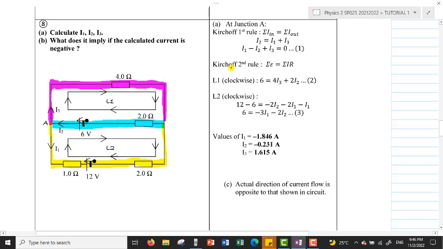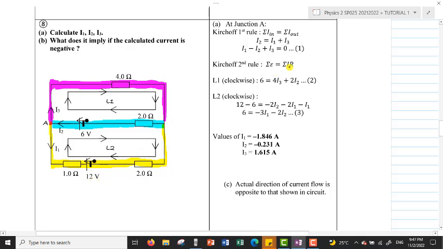Then we are going to apply Kirchhoff's second rule for the upper loop and also the lower bottom loop. So we denote the upper loop as L1, loop 1. We are going to travel in the loop clockwise. For loop 2, we also are going to travel in clockwise direction. So summation EMF equal to summation IR. So draw the direction of the EMF for each of the EMFs. So this is the direction of EMF for 6 volt. This is the direction of EMF for 12 volt.